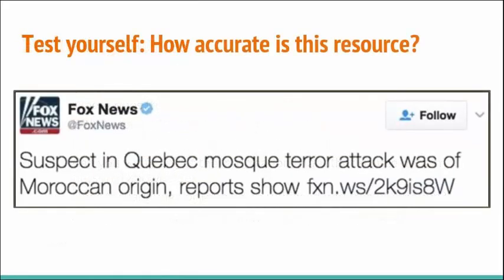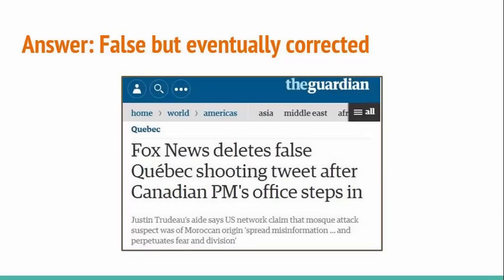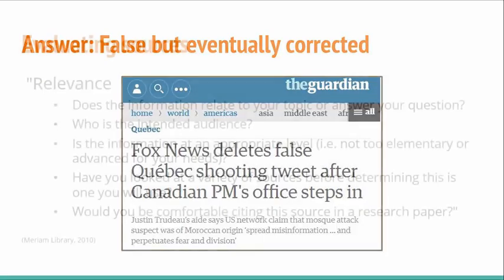With those questions in mind, take a look at this tweet from Fox News and ask yourself, how accurate is this resource? A quick look at other news sources shows that the information in this tweet is not accurate. The news agency did eventually delete this tweet and update the article it linked to, so that news article may now be considered a more accurate resource than it once was.